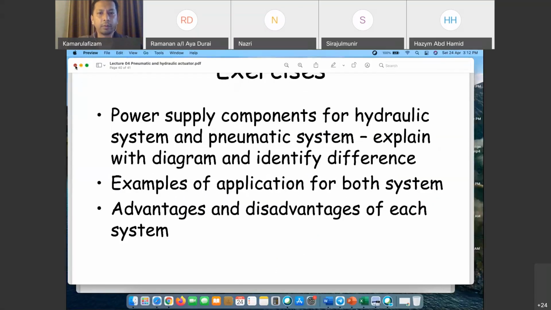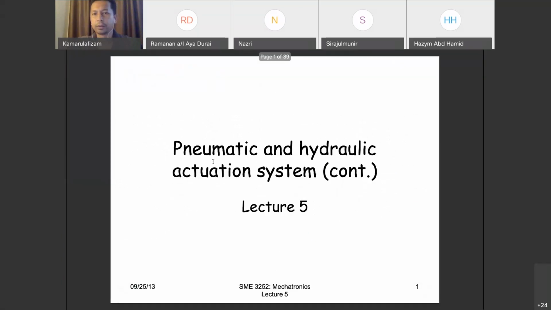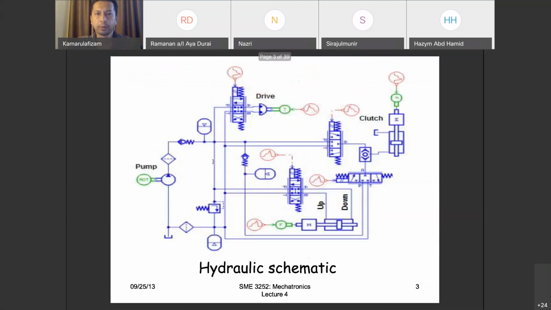Alright, so that's more or less lecture 4. We will move straight to lecture 5, continuation of hydraulic and pneumatic. Now we are looking at hydraulic actuation system. We will be looking at these symbolic things.